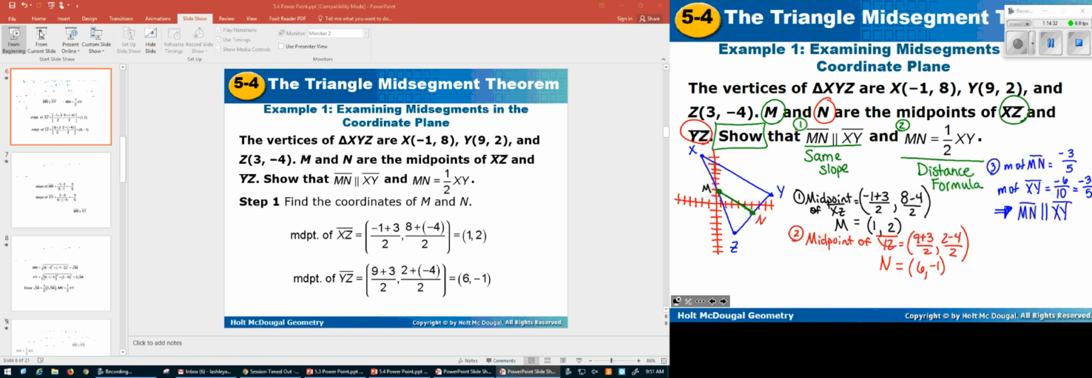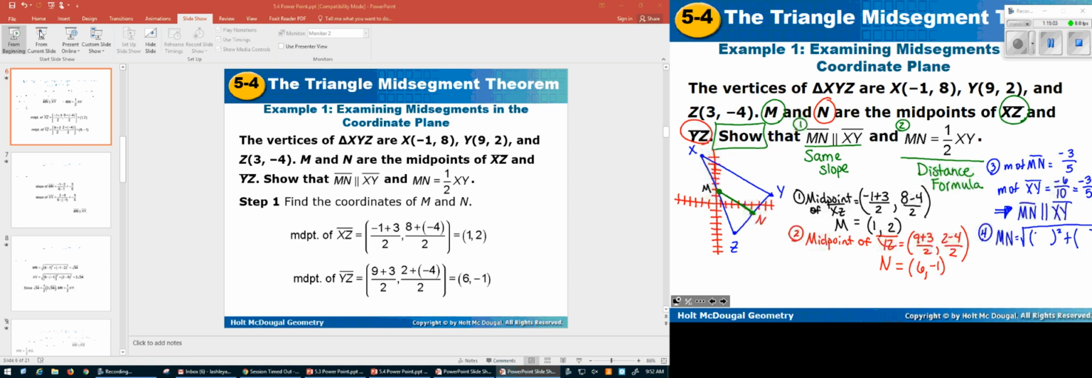Okay, and then we have one last thing to do, and that is find the distance. I'm going to have to go through that pretty quickly so we can get done before the bell rings. So number 4, we're going to find the distance from M to N, and then we're going to find the distance from X to Y. Using our distance formula, which is the square root, we subtract the X's and square them and add the difference between the Y's squared. So I'm going to use my coordinates that we just found for M and N, which are 1, 2, and 6, -1.